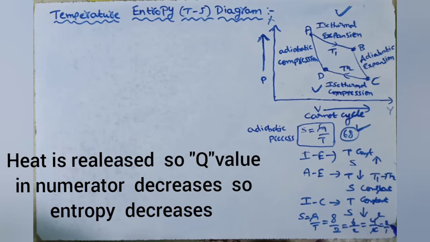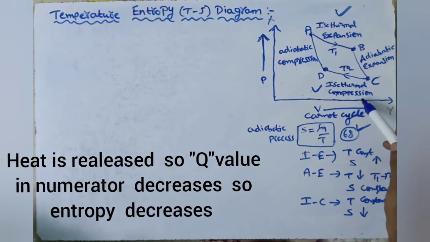Here entropy is 2. Here entropy is also 2. Again we move 1 by 1. Here entropy is 1. Here entropy is 3. Here entropy is 4. Entropy is going to decrease in isothermal compression.